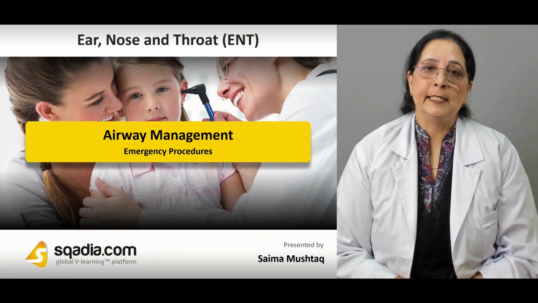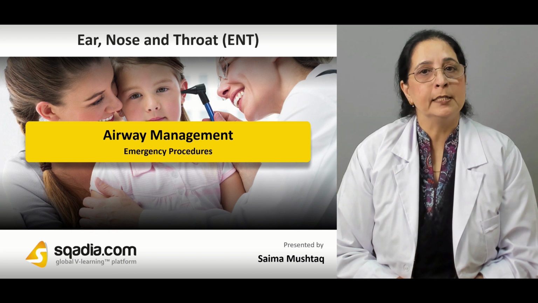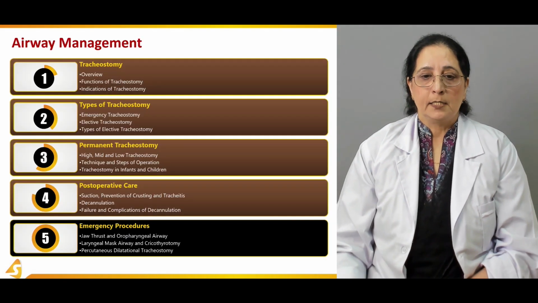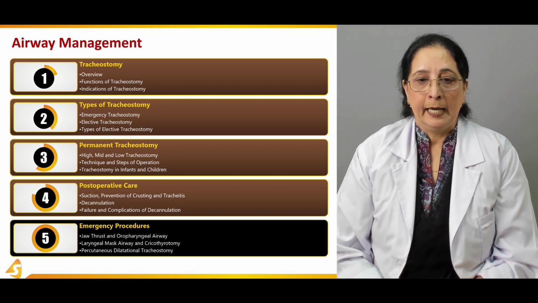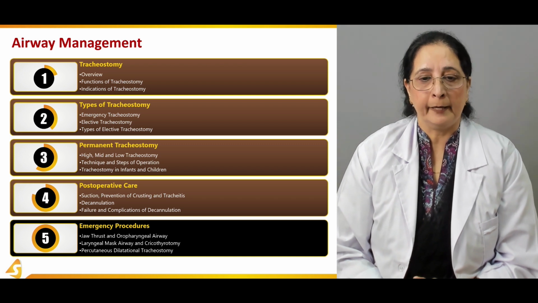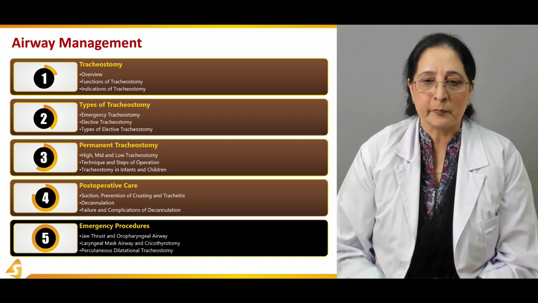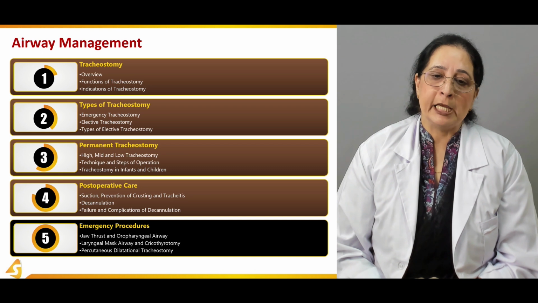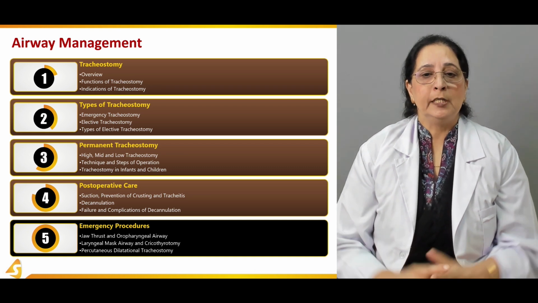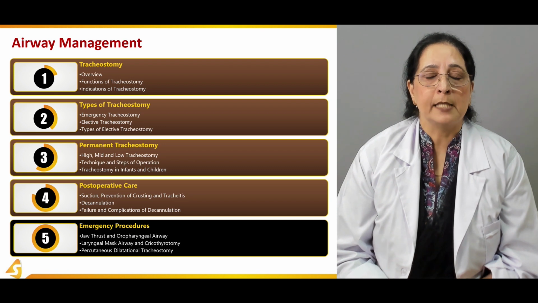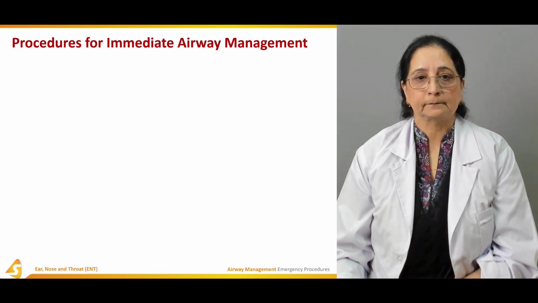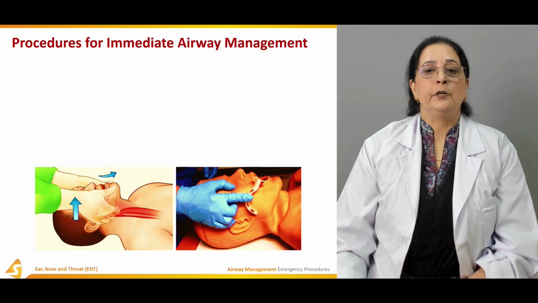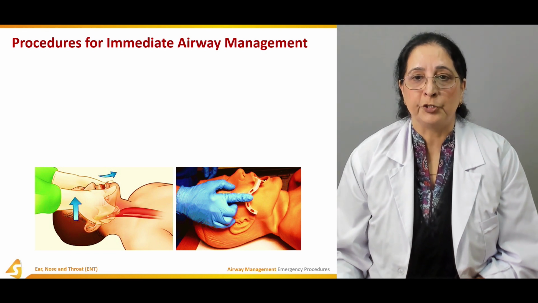Now, in the fifth and final section, we will talk about the emergency procedures. Some emergency procedures which can be performed are the jaw thrust and oropharyngeal airway, laryngeal mask airway and cricothyroidotomy, percutaneous dilational tracheostomy. So these are all the emergency procedures that can be performed for the management of the airway. First procedure for immediate airway management.